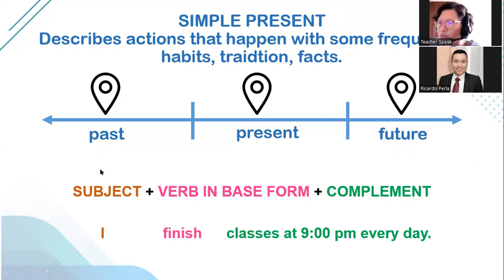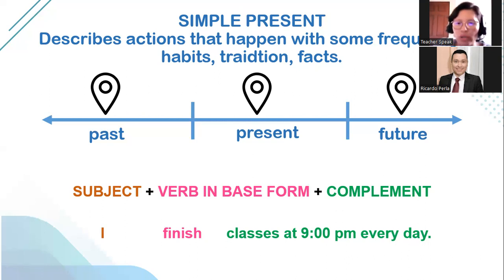We have the first one here. What is the first? Subject, element? Okay, second. Verb in base form, and complement. Very good. Okay. So I finish classes at 9 p.m. every day. That's in my case, right? In my case, I finish classes at 9 p.m. every day. Okay, so if you see, we have three different elements that we need to have them always there. Okay, so I have here the first one, the subject, the verb in the base form, and the complement. Okay, now that is whenever we talk about I, you, we, they, and plural nouns, right?